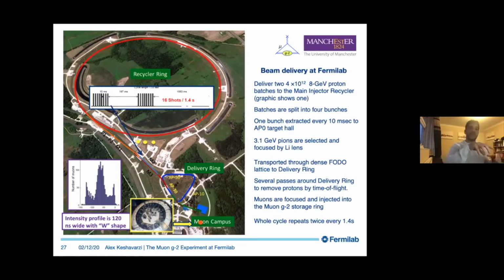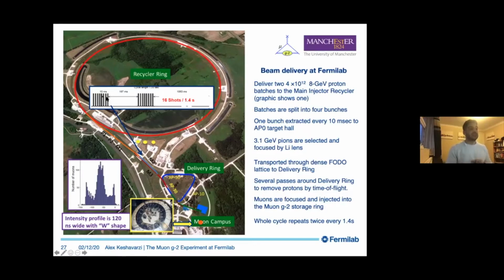Once it gets to the 6th turn, we wait for the muons to pass what's called a kicker, which is basically a magnet. It kicks out all the remaining protons and leaves us with a very pure muon beam, which we can then inject into the muon G-2 experiment. So they're focused through the beam line, injected into the storage ring, and that allows us to do that measurement, okay? And that whole cycle is repeated twice every 1.4 seconds.